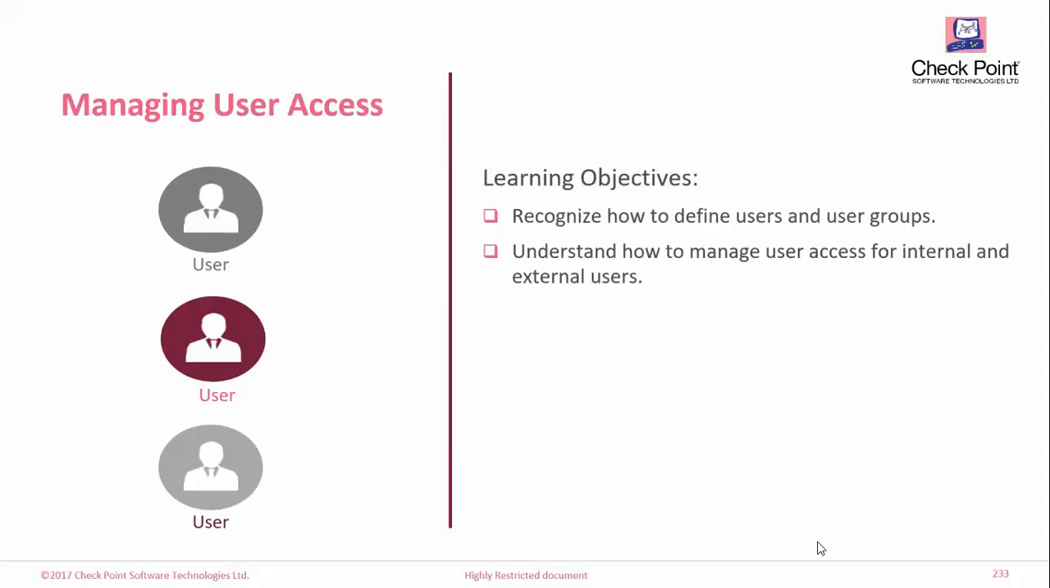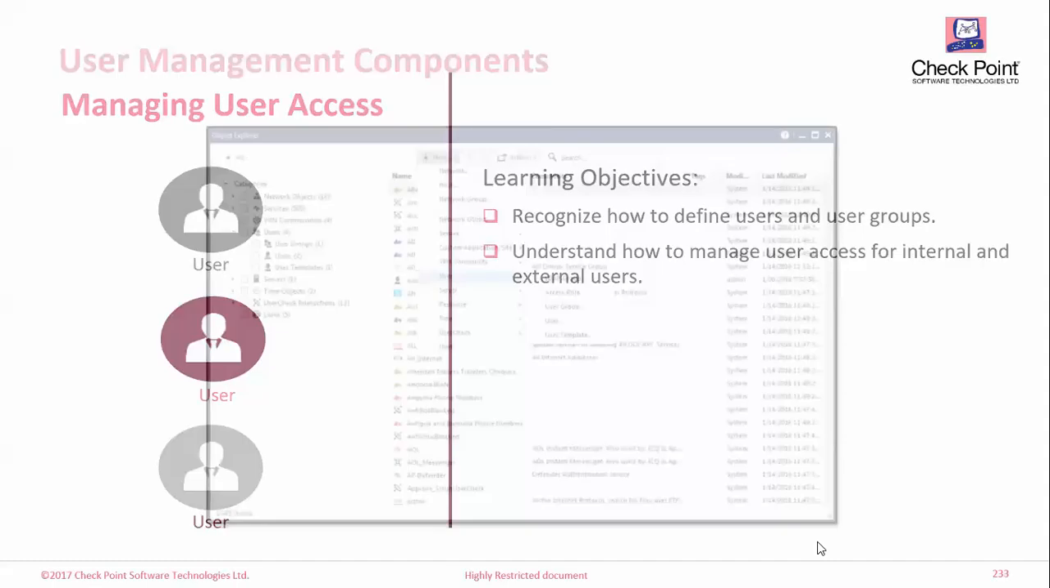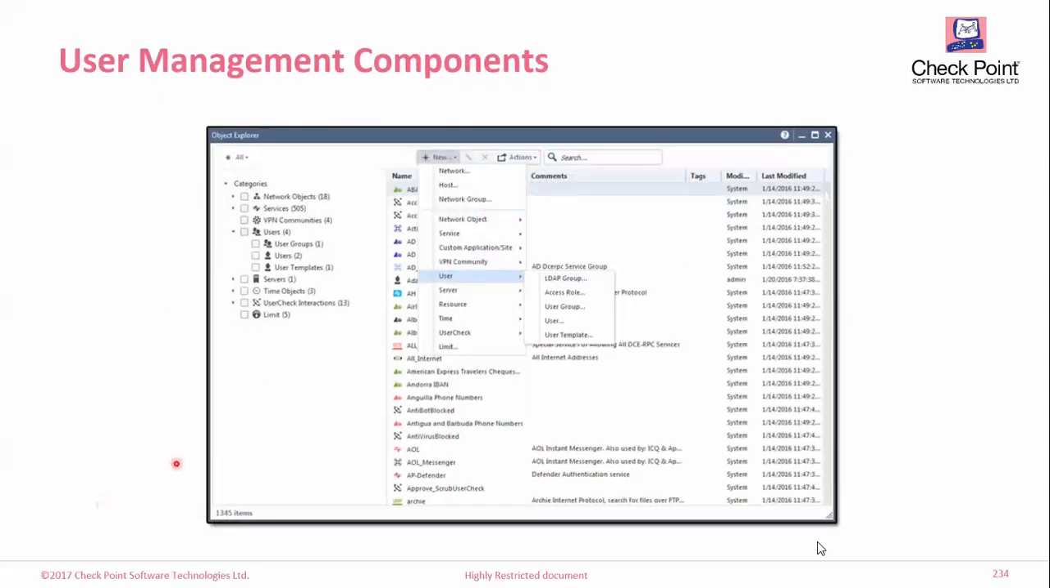So we'll talk about defining users and user groups and how to manage these users for internal and external users. And again, we'll talk about Captive Portal and setting up the access rules. So that's the big part of the lab here. So you saw this is where I went up and I just opened up the Object Explorer, and this is where we looked at some of these different items, those components there.